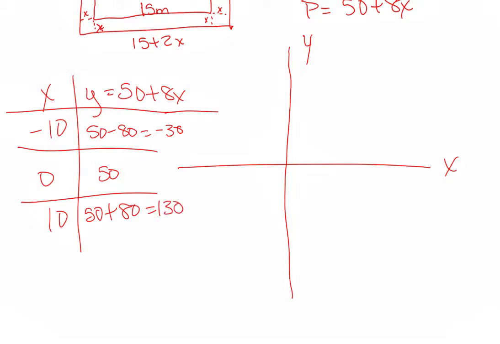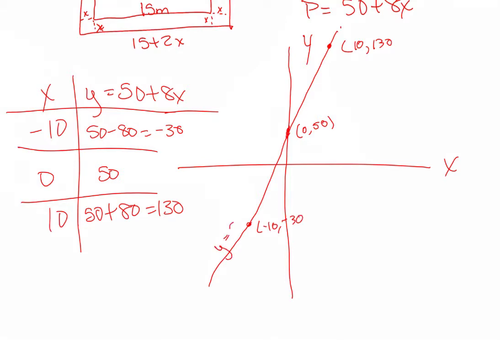All right, so at 0, I'm 50, so I'm going to do it here. At -10, I'm -30, so I'm here. And at 10, I'm 130, so this is about right. It's a really steep line. So let's call this 10, 130; 0, 50; and -10, -30. And this graph is y equals 50 plus 8x. All right, so that just gives you an idea of what it is.